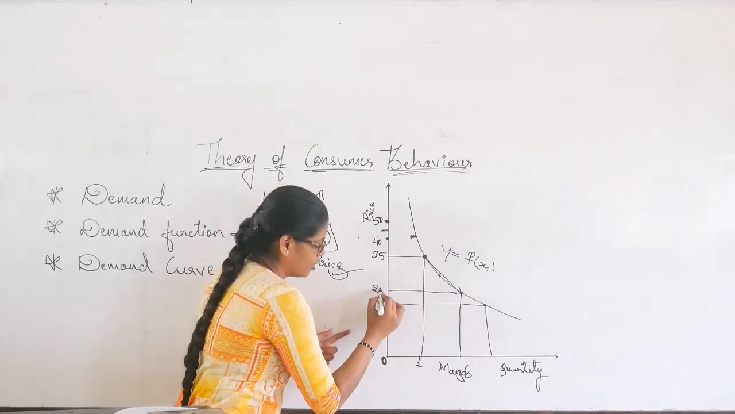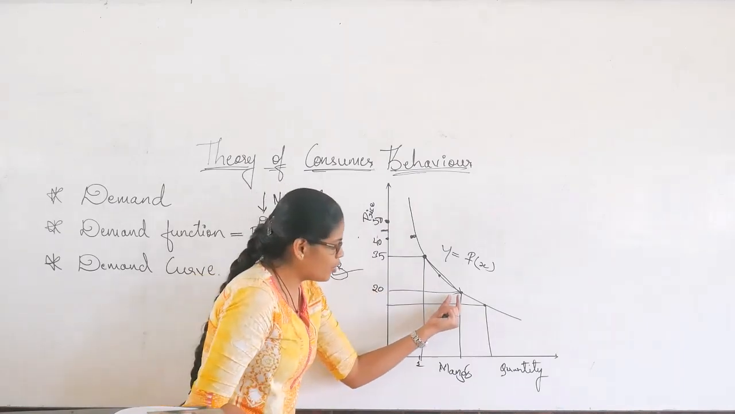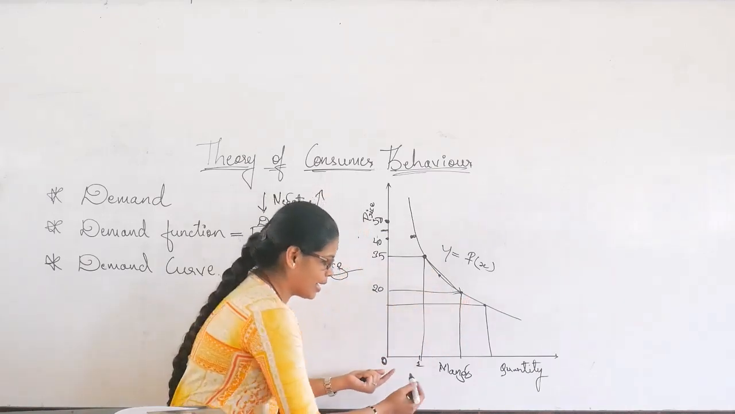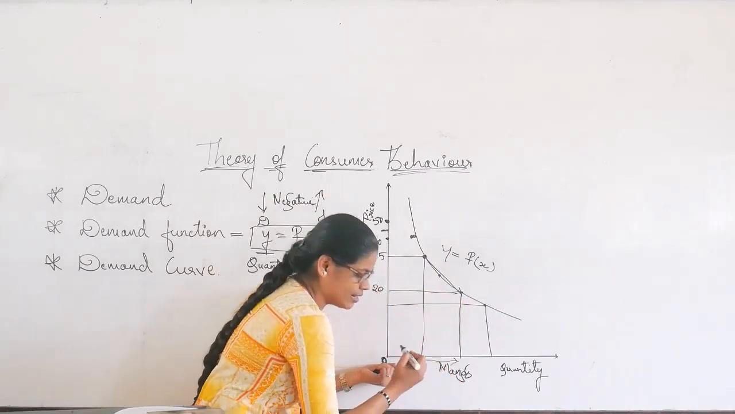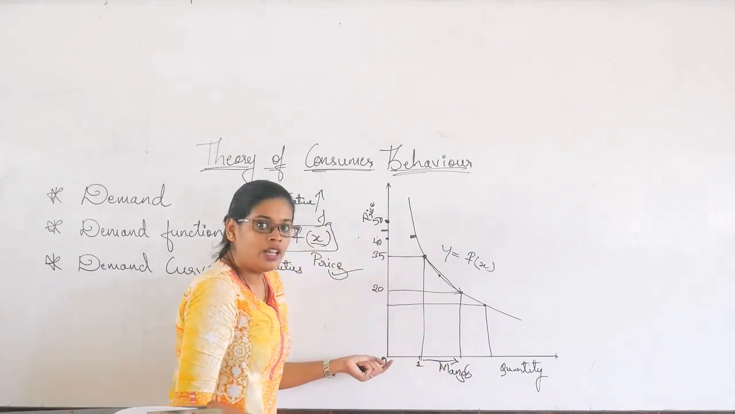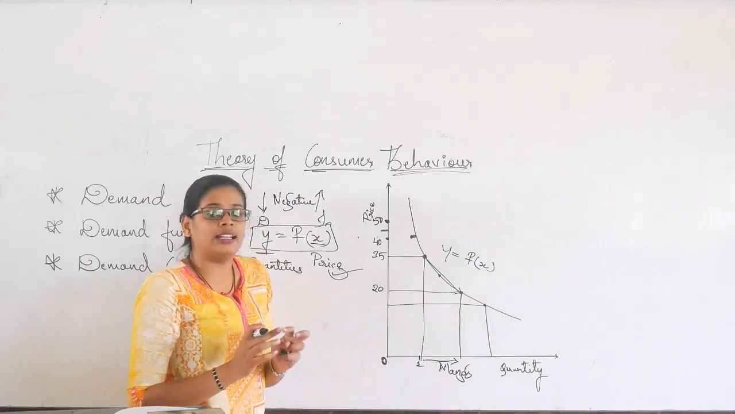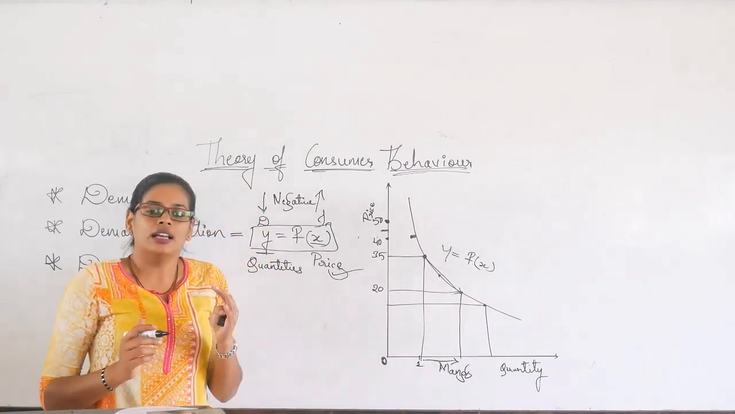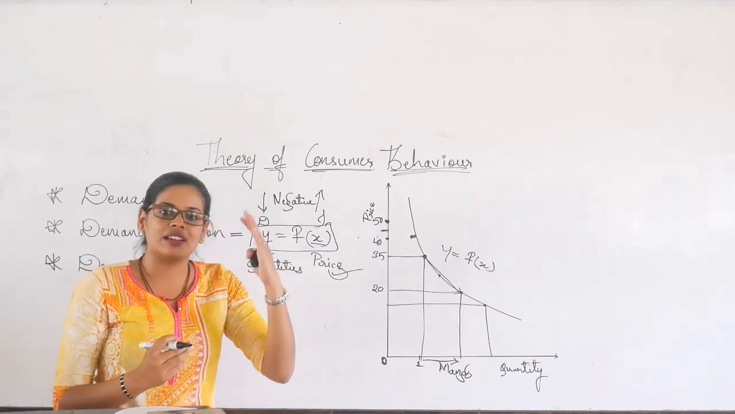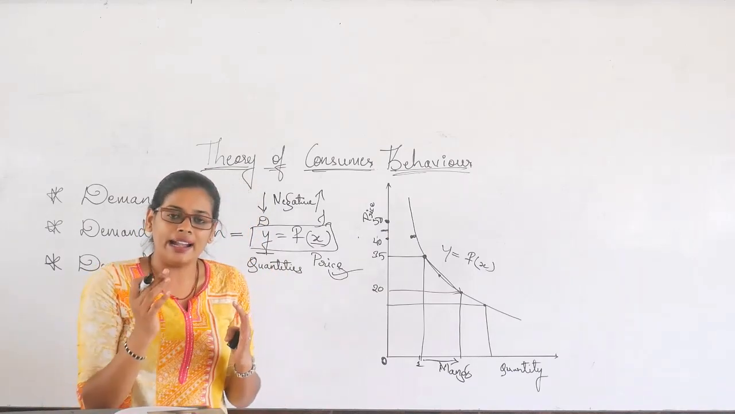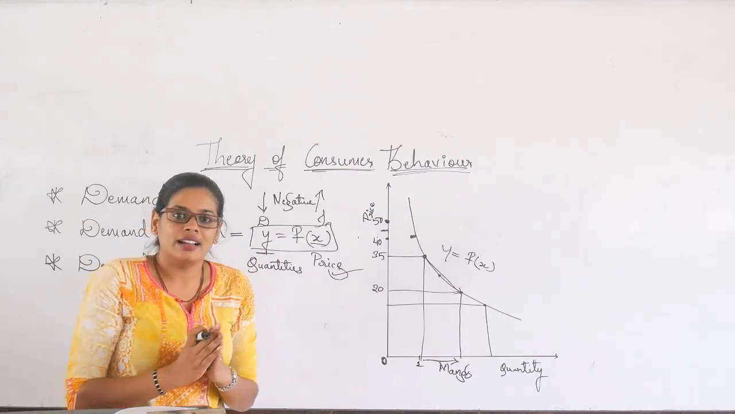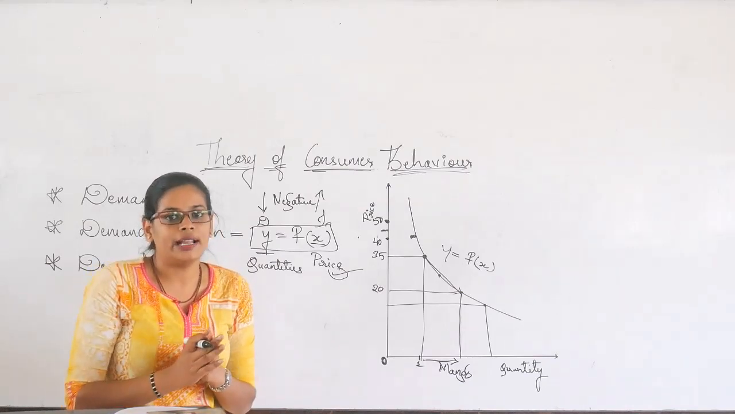Let's say 20. So when the price has decreased from 35 to 20, you can see there is an extension here. We have an increase in the quantity, right? So this demand curve or demand function tells about the price and quantity relationship. When the price increases, the quantity decreases, and vice versa. When the price falls, the quantity of the goods or commodity increases.